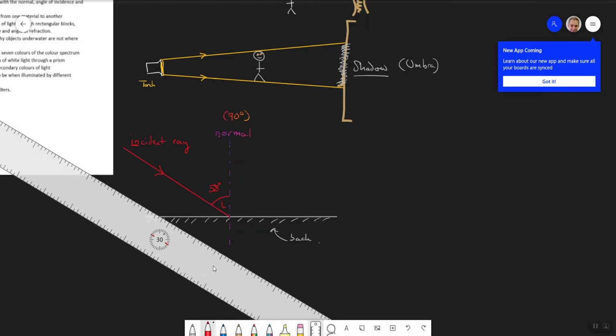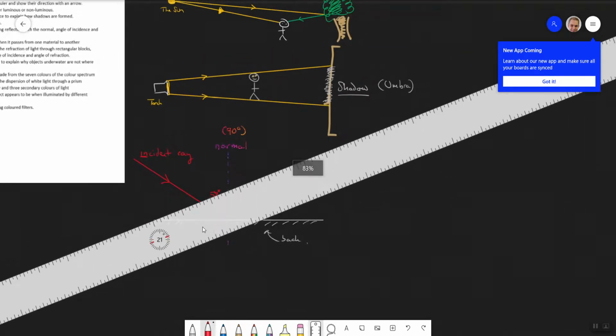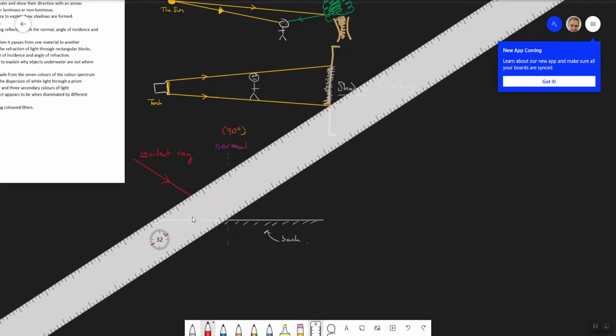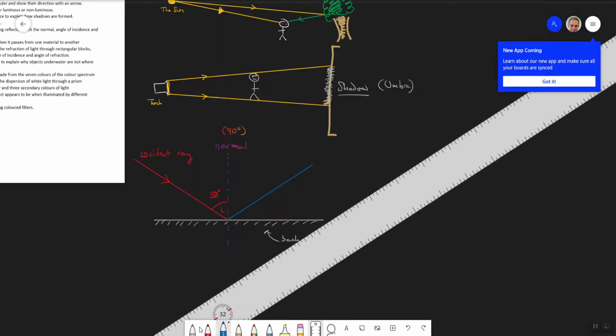Now what that means is that my reflected ray comes out at exactly the same angle as the angle of incidence. So let's do a blue line, having this going here. This is our reflected ray.